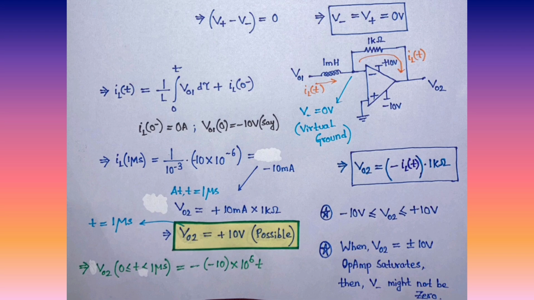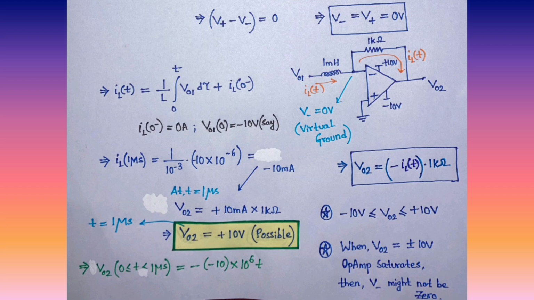So as we have seen, at 1 microsecond my inductor current is minus 10 milliampere. And if you see VO2, that is my plus 10 volt. So this is the maximum value which is possible. So we have verified that yes, the output voltage is within the range of minus 10 to plus 10. So my VO2 at time 0 to 1 microsecond is positive 10 to the power 7 T.